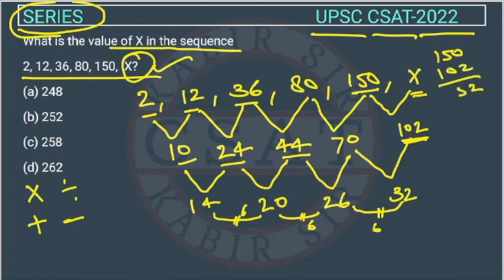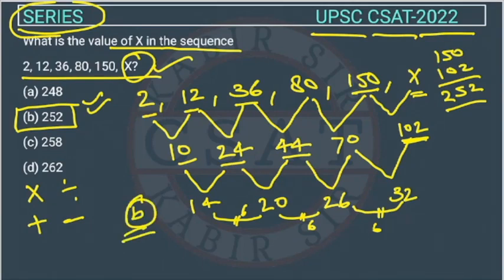So this will be how much? This will be 252, right? So the value of x will be 252. So the answer is option B. So this is the answer, right? So it was an easy question.